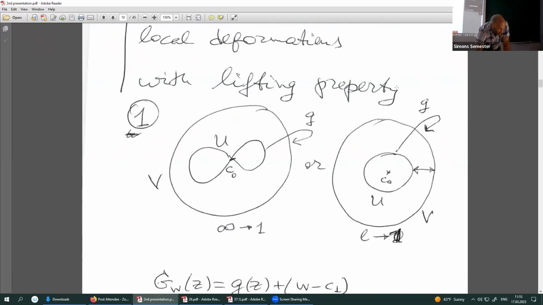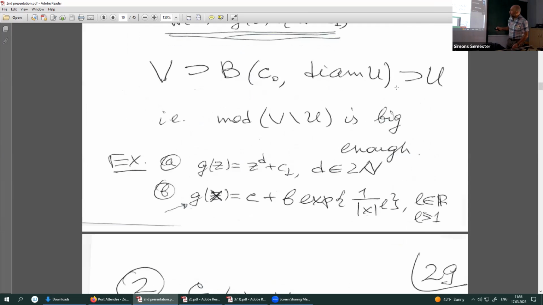For example, assume that the map is like this. So there is some kind of topological disk and another open domain U such that G is either a covering map with a unique critical point or an infinite cover. It could be several like this, or petals, on which G is an infinite cover of this. So C0 is, in this case, a singular point, and not critical.